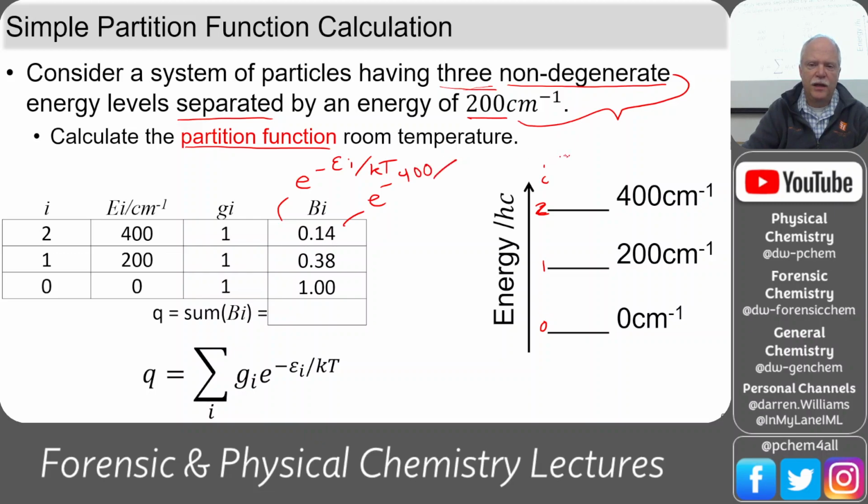And remember that kT at room temperature is equal to about 200 wave numbers. So this would be 400 over 200.